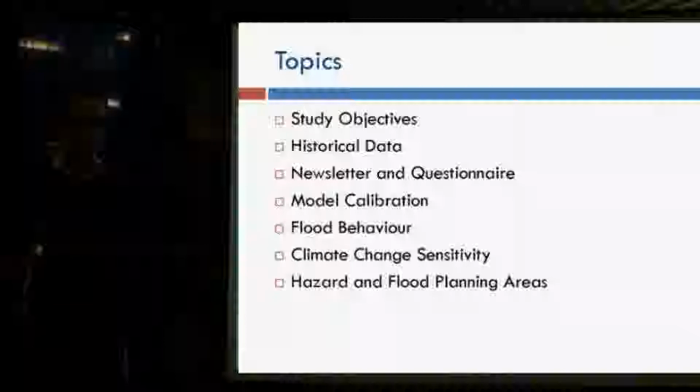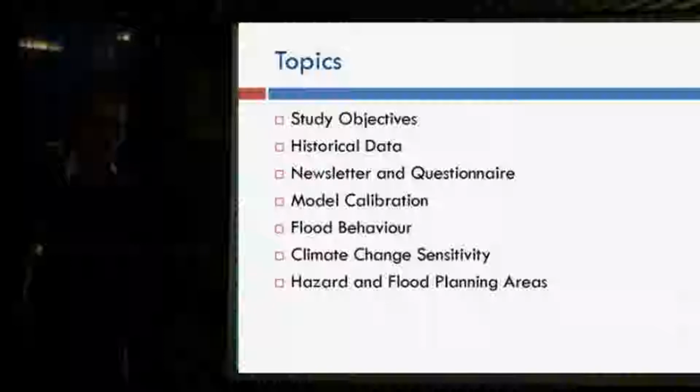We're talking today about the flood study, and I'll go through a range of topics: the things that the study's trying to achieve, the data that we have available, and the data that we got from the community as part of the newsletter and questionnaire process that went out. Then I'll talk about the types of models that we developed to estimate the flood risk, a range of different models for different aspects of the study. And then I'll talk about the flood behaviour coming out of these models, and various things like climate change sensitivity and some technical terms about flood risk that people use for planning.